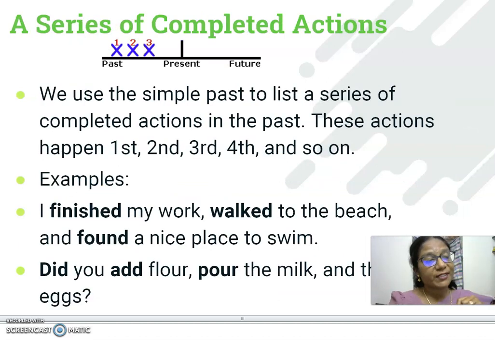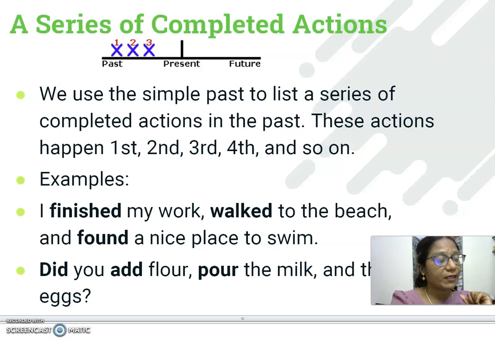Going to the next use, a series of completed actions. So here we find that three or more actions take place one after another. And for all these actions, we use only simple past tense. These series of actions would have been completed in the past. They happened one after another.